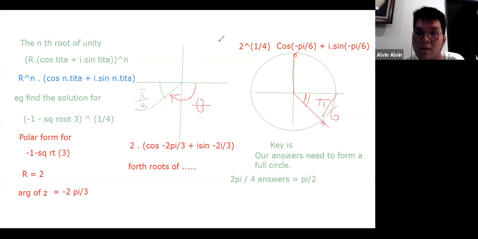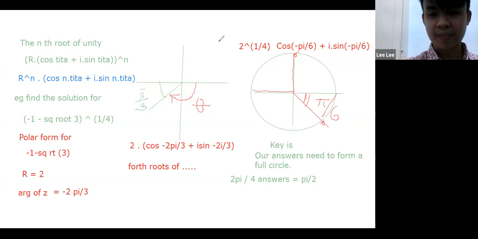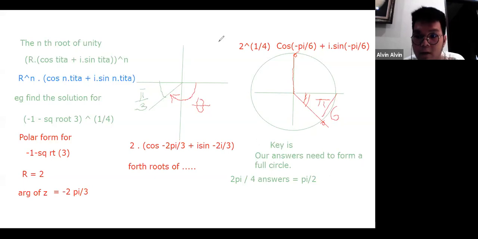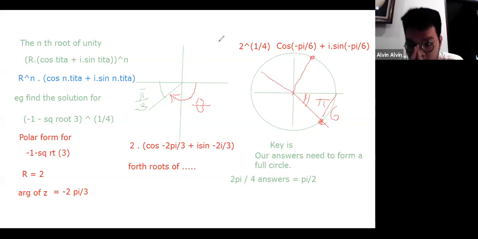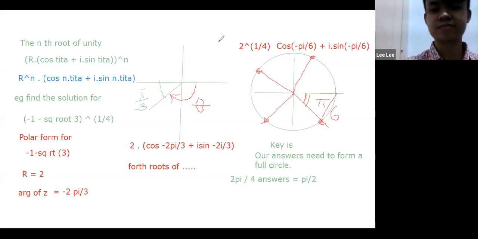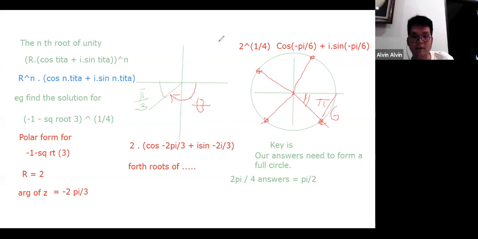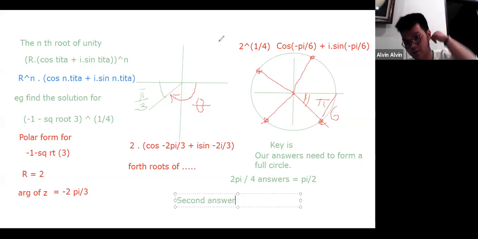Understand already. So you have to add it by pi over 2 again, until we find all 4 points. From here add pi over 2, so somewhere here. Then I add pi over 2 again. After we add already, it will become the full circle.